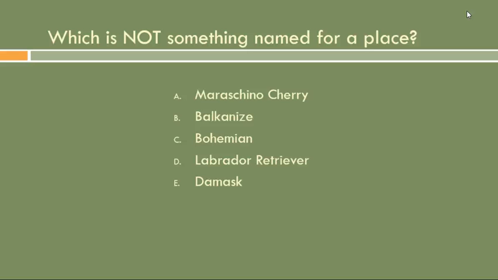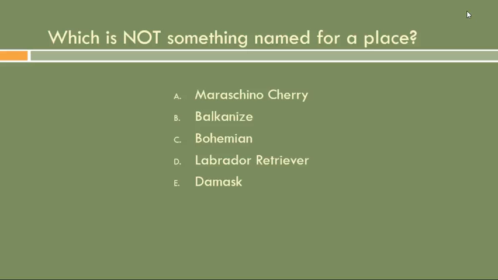Which is not something named for a place? A maraschino cherry, the term to balkanize, bohemian, a Labrador retriever, or damask, which is a lovely fabric? Well, we'll start at the bottom. Damask, which is something you probably are familiar with, is a type of embroidered style fabric. It is from Damascus, so place. Labrador retriever, from the Labrador Islands. Dog lives there. There you go.